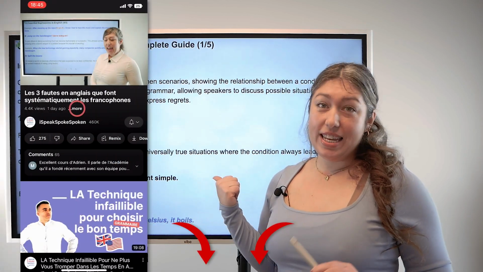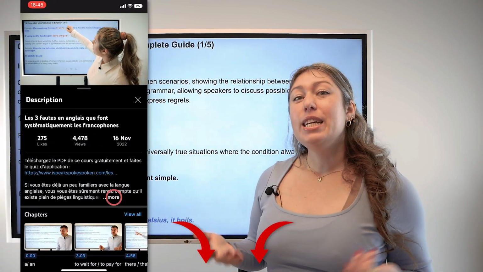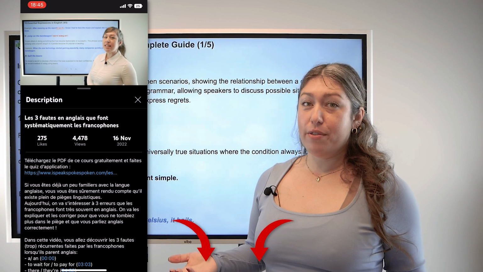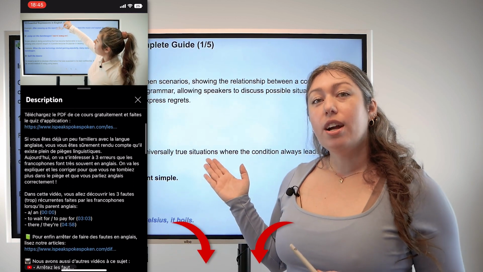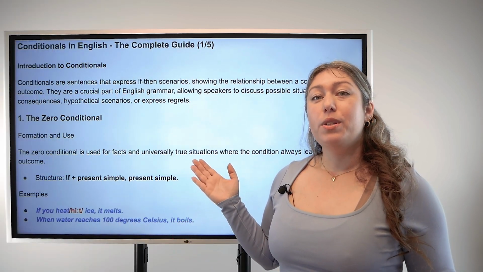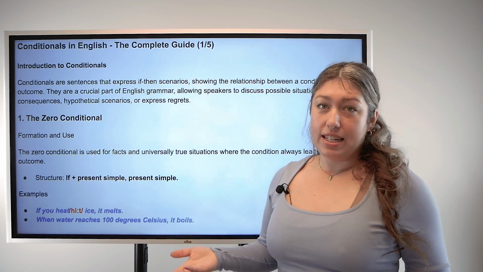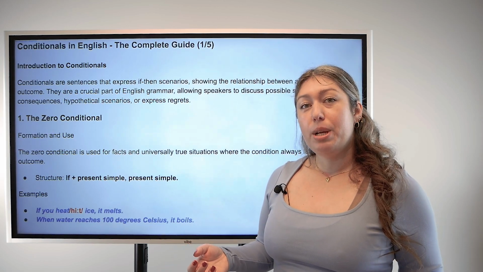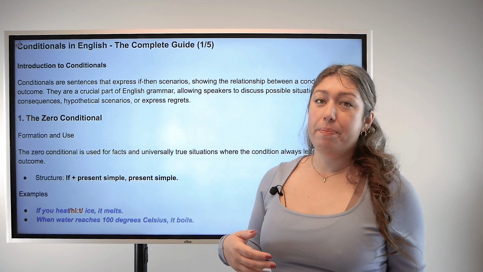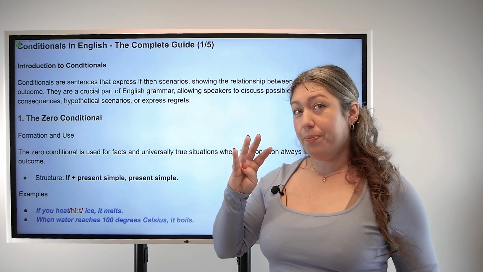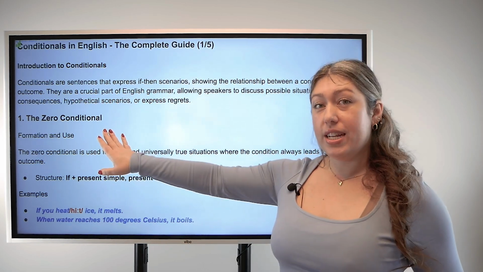You can download these slides and take a quiz at the end to make sure that you've learned everything we're covering today. So conditionals are sentences that we use to express if-then scenarios. It shows the relationship between a condition and an outcome. There are 4 kinds of conditionals, and we'll start with the zero conditional.